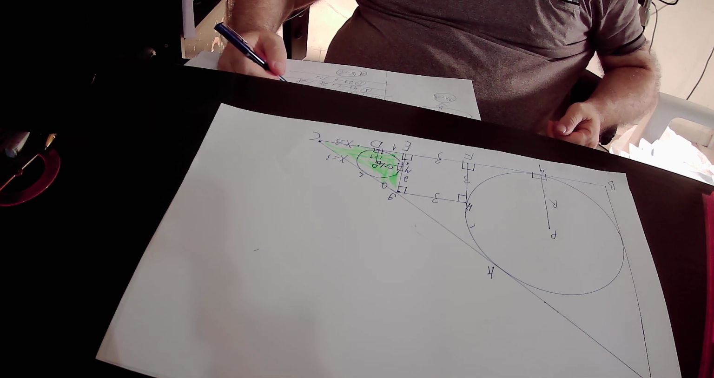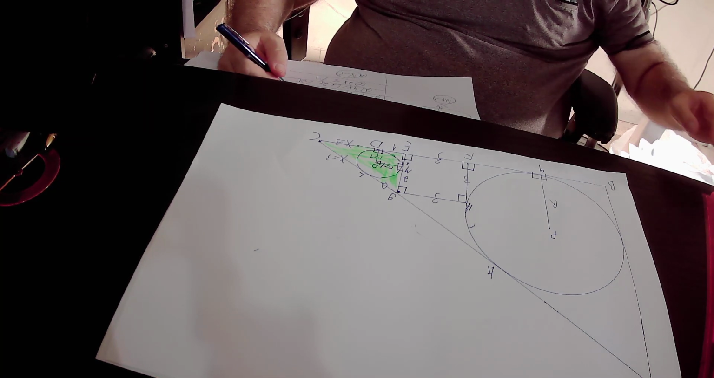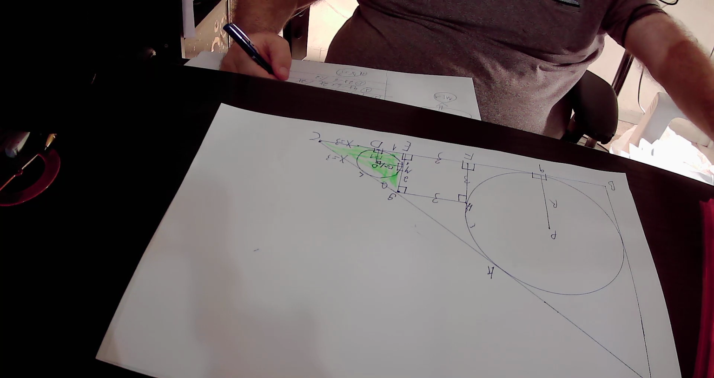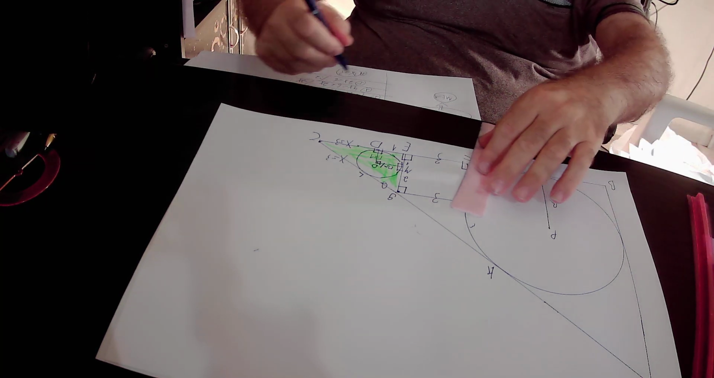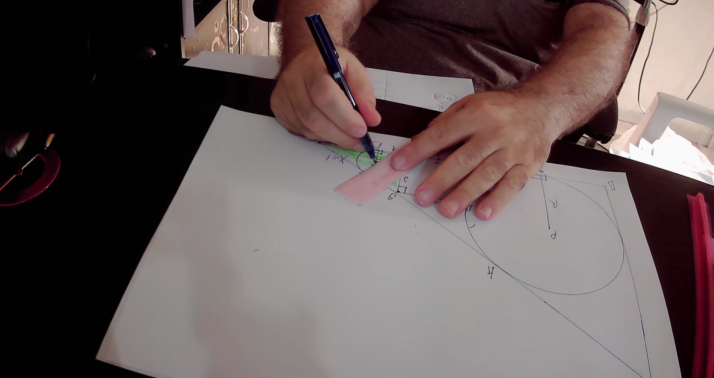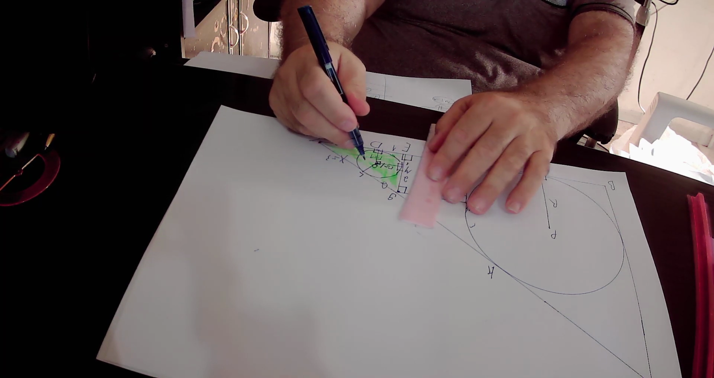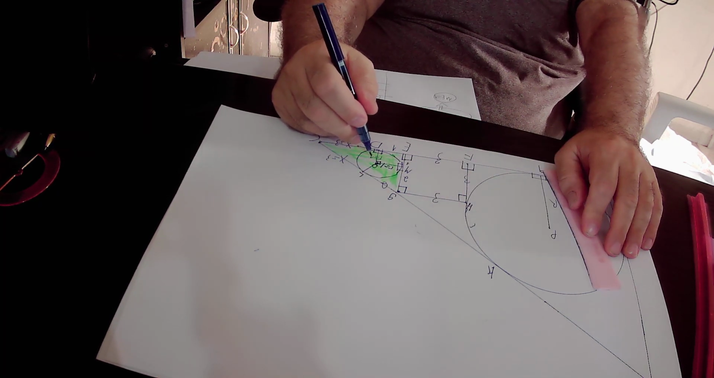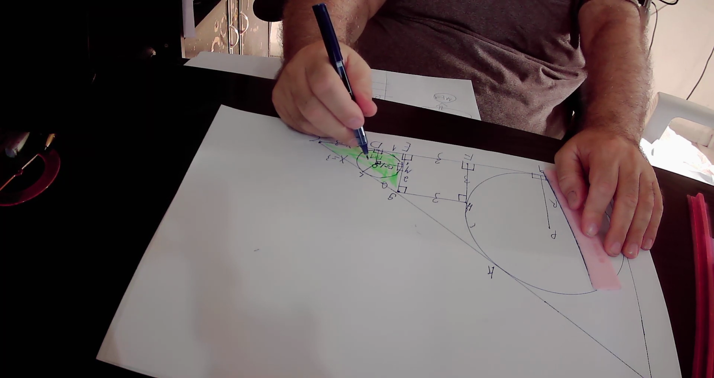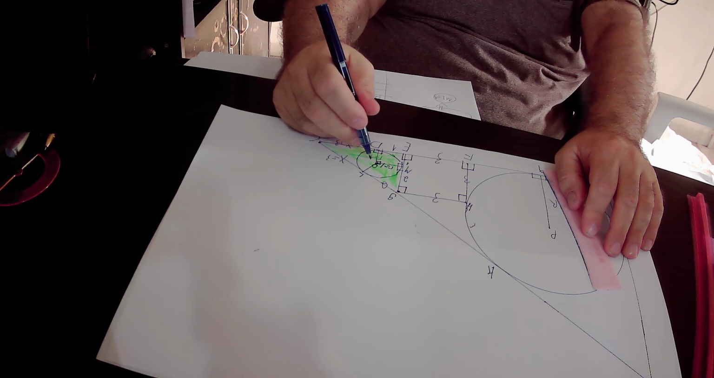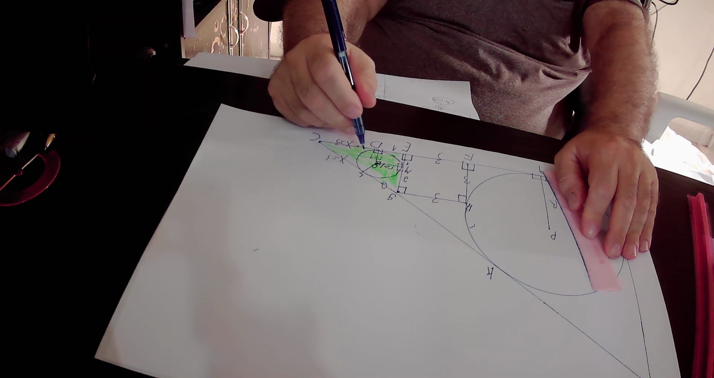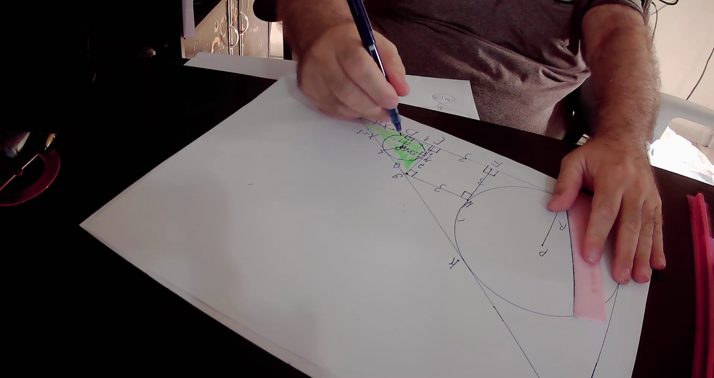In the next step, we join points O and L together by a straight line. Point O is the center of the small circle. Point L is a point on the circle itself. Therefore, OL is the radius of the circle, which is equal to 1.